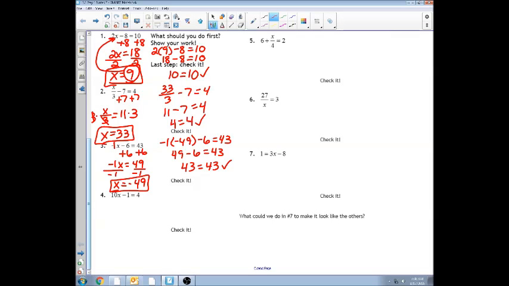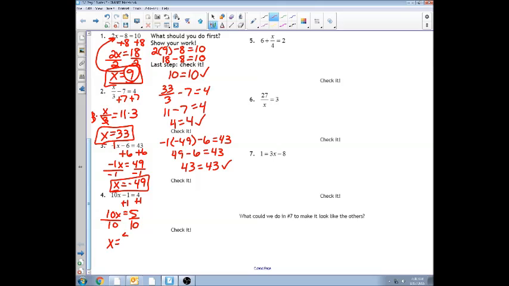Number 4, I have 10 times x minus 1. Since 10 is multiplying by the x, that is a stronger operation. So I'm going to go ahead and add the 1 first. That would give me 10x is equal to 5.